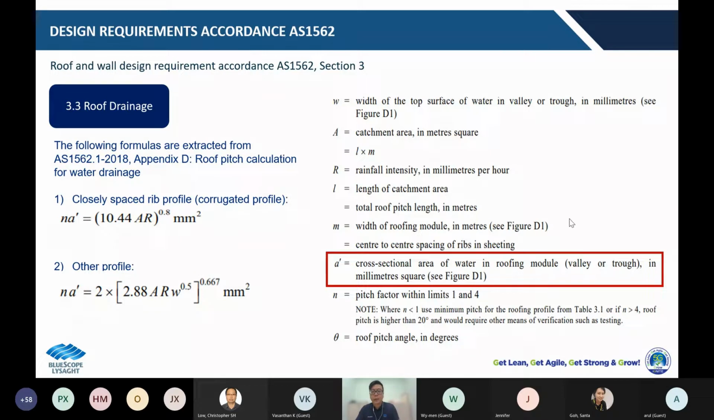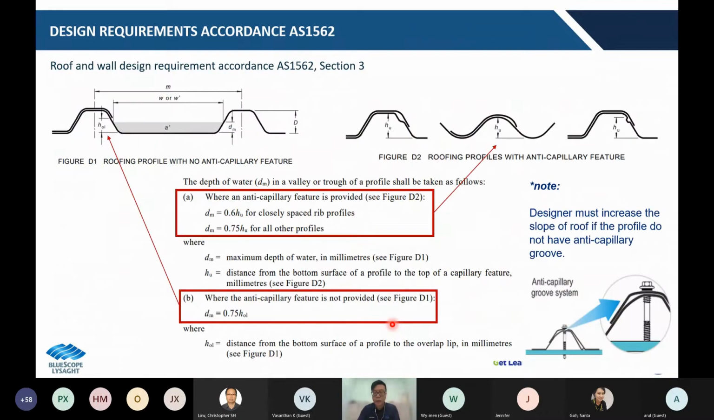All right. There's one important variable in the formula that needs to be highlighted. This is what I highlighted here, the A prime. This is the cross-section area of the water in the roofing module, and it plays a very important part in determining the rainwater drainage capacity of the profile. A prime, the cross-section of the water area, is calculated based on the trapezoidal area highlighted in gray as shown here. The width of the trapezoid is determined by the height of the water level, which is dm.